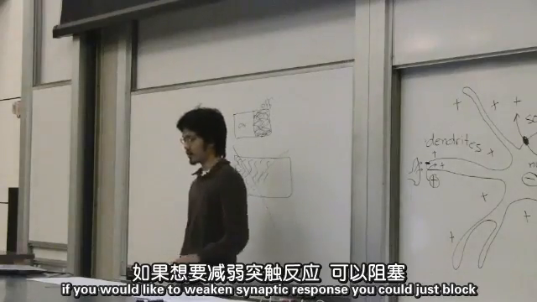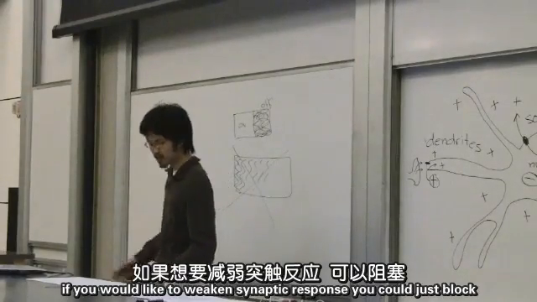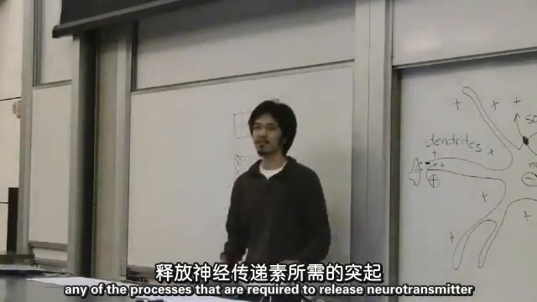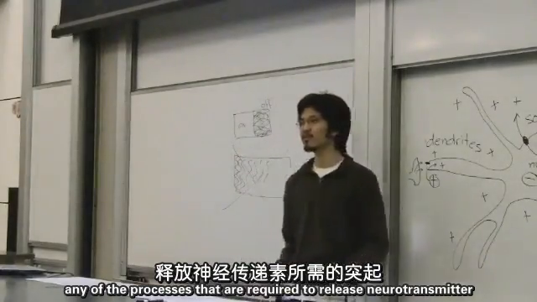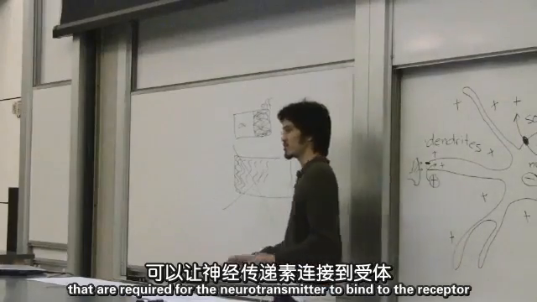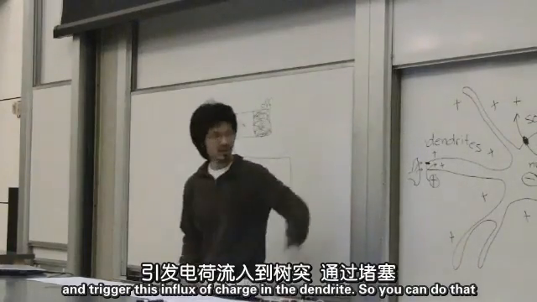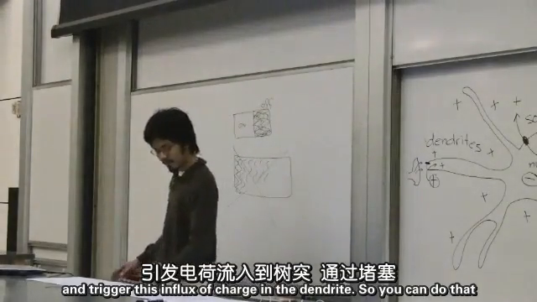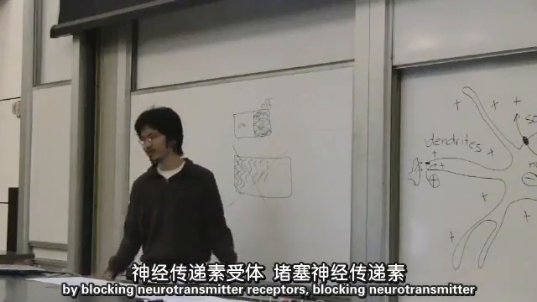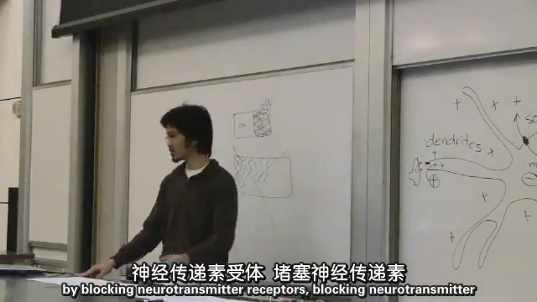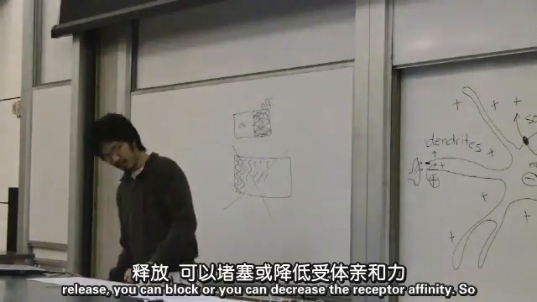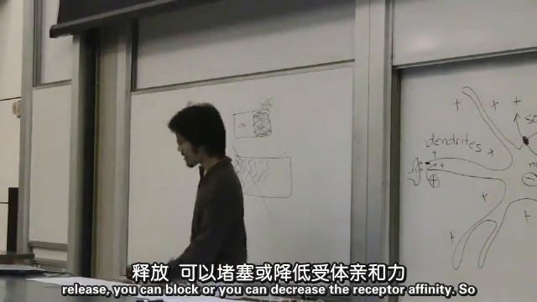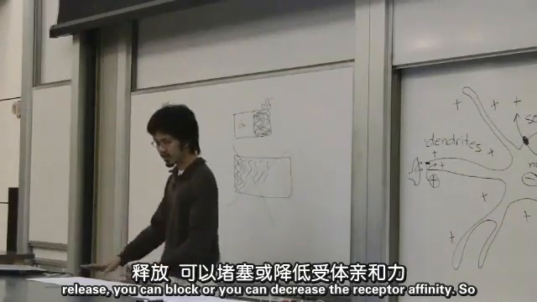Conversely, if you would like to weaken the synaptic response, you could just block any of the processes that are required to release neurotransmitter, or that are required for the neurotransmitter to bind to the receptor and trigger this influx of charge in the dendrite. So you can do that by blocking neurotransmitter receptors, blocking neurotransmitter release, or decreasing the receptor affinity.